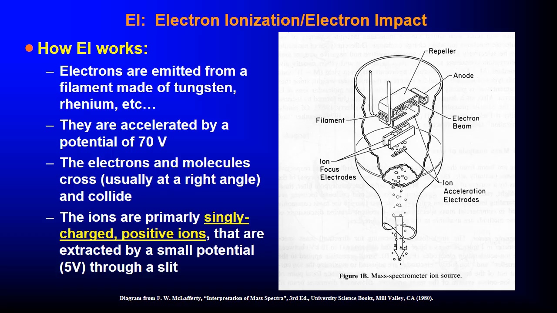So how electron ionization works: electrons are emitted from a filament made of tungsten, rhenium, etc. They are accelerated by a potential of 70 volts. The electrons and molecules cross, usually at a right angle, and collide. The ions are primarily singly charged, positive ions that are extracted by a small potential, 5 volts, through a slit.